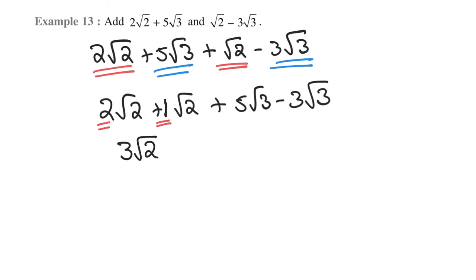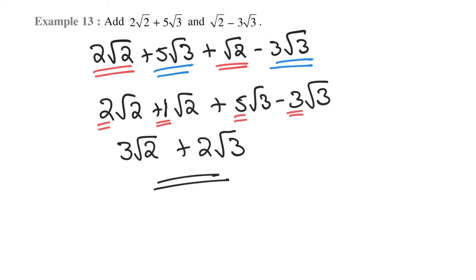Similarly, 5 minus 3 is how much? 2. So it's plus 2 root 3. So this is the final answer: 3 root 2 plus 2 root 3. So basically what you're doing is you are adding the numbers and keeping the irrational number the same.